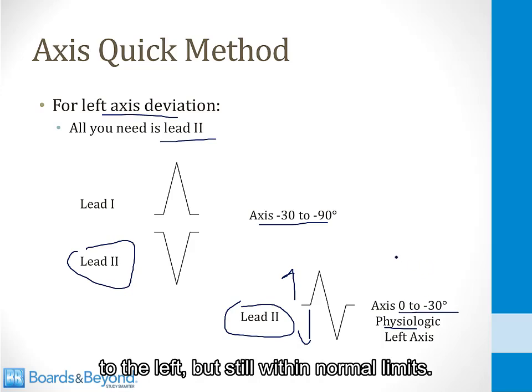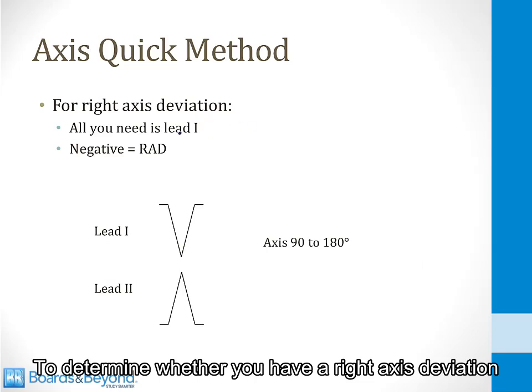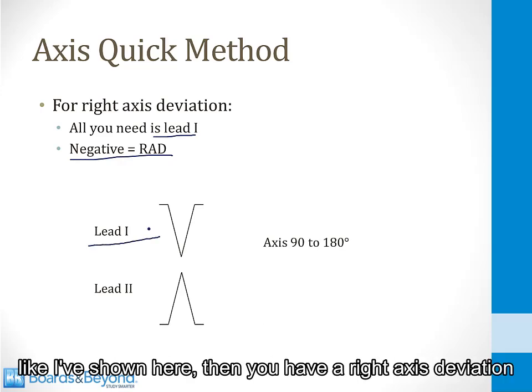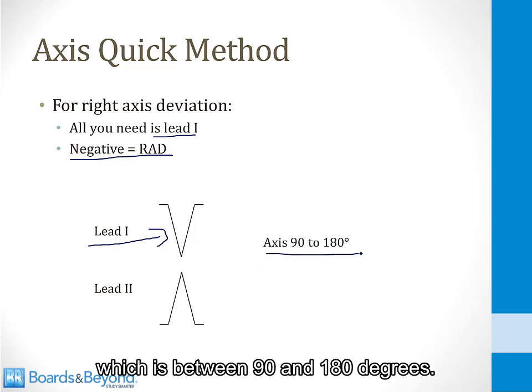normal limits. To determine whether you have a right axis deviation, all you need is lead 1. If the QRS complex is negative in lead 1, like I've shown here, then you have a right axis deviation, which is between 90 and 180 degrees.